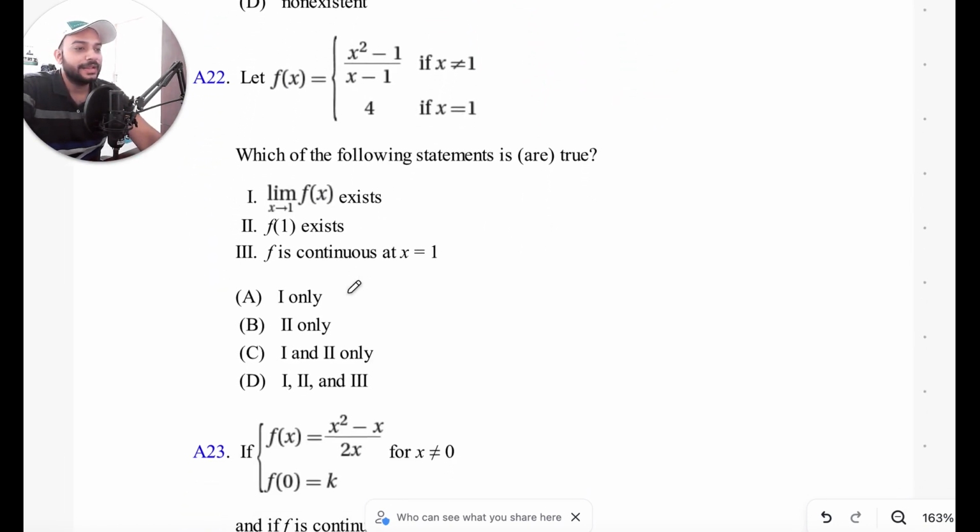22. Let f of x is equal to x squared minus 1 over x minus 1 for x not equal to 1, and 4 for x equal to 1. So for x not equal to 1, if we simplify this, the first one, it's x minus 1, x plus 1 over x minus 1. So simply x plus 1. This is for x not equal to 1. And for x equal to 1, it's 4. Which of the following statements is or are true?